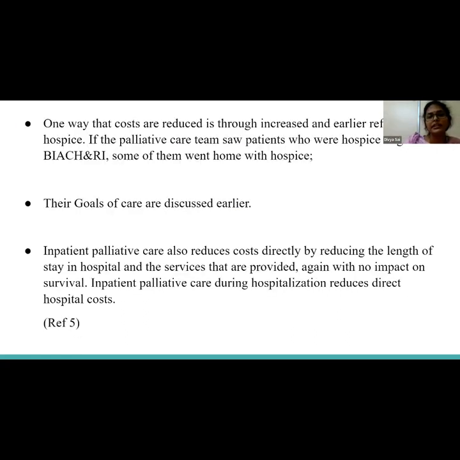One way that the costs are reduced is through increased and earlier referrals to the hospice. At our hospital, if the palliative care team sees patients who are in need of a palliative admission, we try to make sure that they get admission. Most of the time, because it is a trust hospital, the hospital tries to fund all of the palliative medicines or the hospital billing charges for most of the patients who cannot afford them. And after their acute palliative needs are met, we make sure that they are referred to a hospice that we have an understanding with.